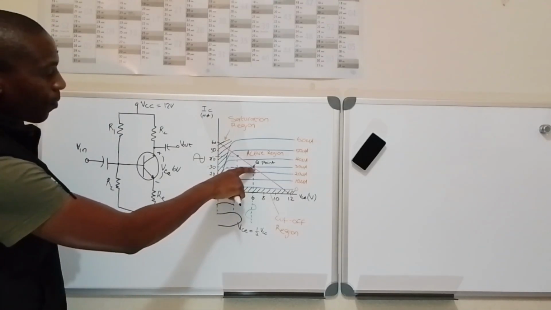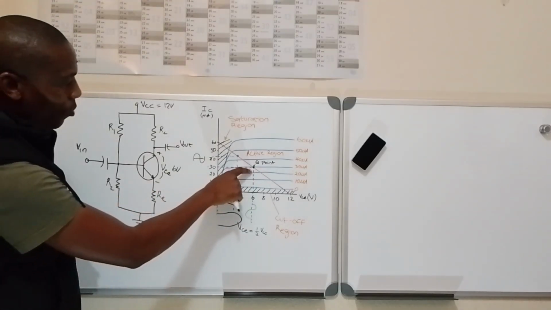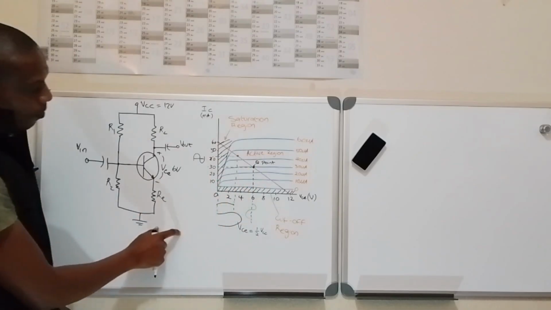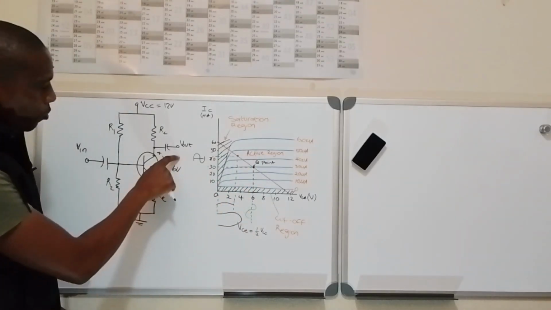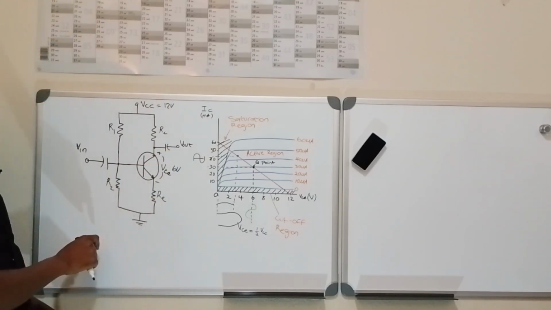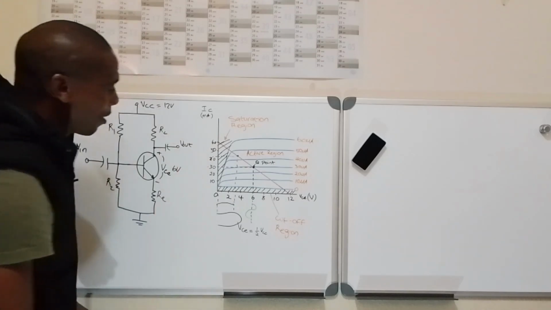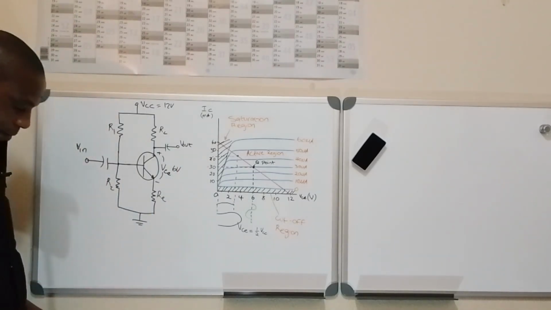So for the transistor to operate at this point or in that active region, we make sure that VCE at least is equal to half of the supply voltage. And then the third region is a saturation region.